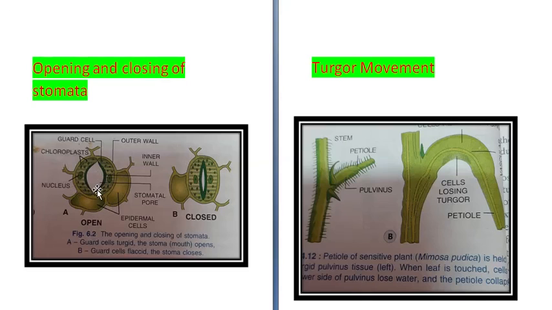You know, stomata are present in the leaves, and they have guard cells and a stoma. About stomata you have studied in class 9, and the opening and closing of the guard cells depends upon the turgidity of the guard cell. Guard cells have a thicker wall on the side facing the stoma and a thin wall on the opposite side, and they contain chloroplast.